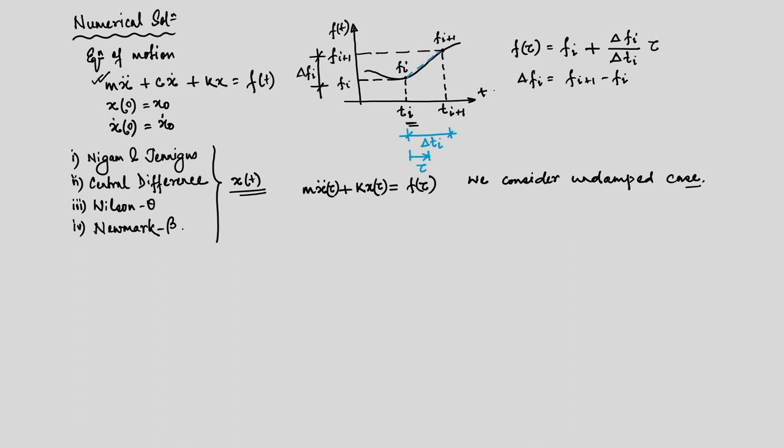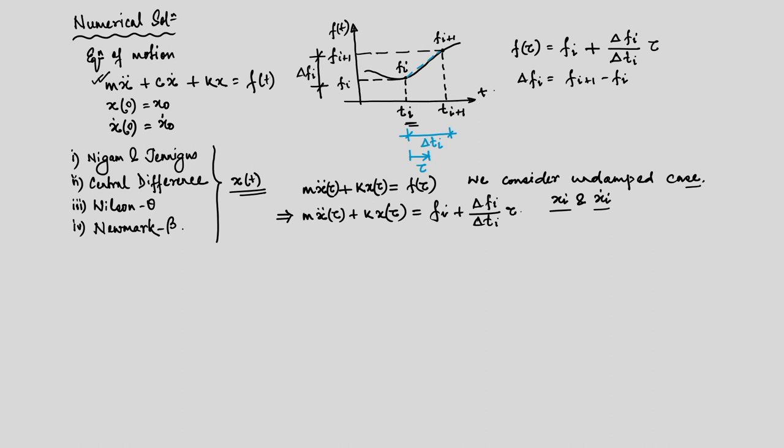Now, what will be the forcing function then? We have on the left hand side m x double dot of tau plus k x of tau is equal to F_i plus delta F_i divided by delta T_i times tau. And for this problem, we start from T_i, that is the initial point. So, what is given? Given x_i and x_i dot. So, these are the given conditions.